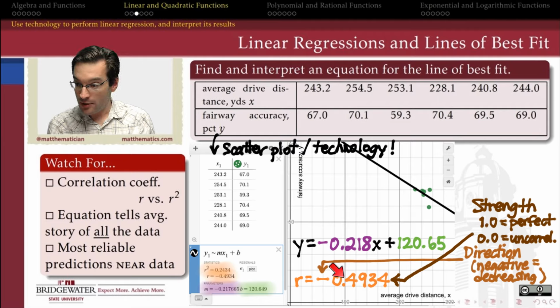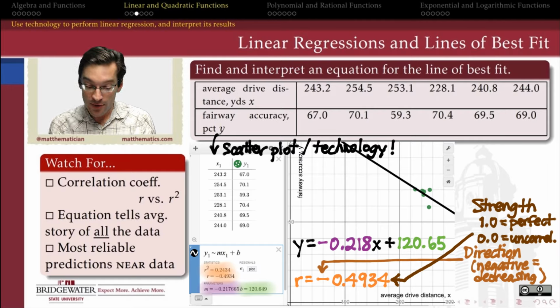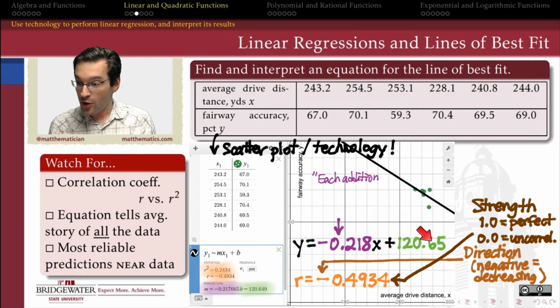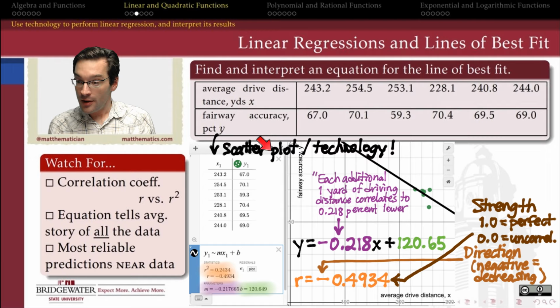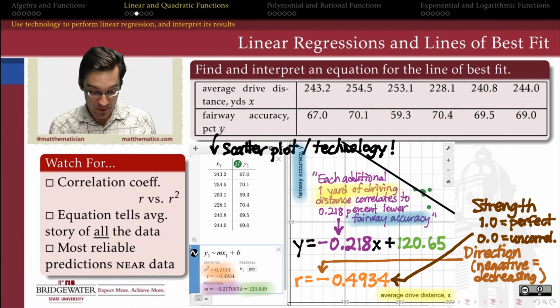And the number here determines the strength of the correlation. The closer this number is to plus or minus 1, the better that the data are an exact fit to the linear model. In this case, it's pretty far from an exact model, and you can tell there's not a great linear clustering of these points. We can also, again, interpret the slope and the intercept as ways of capturing the trend in the whole data. This slope, negative 0.218, means that every additional 1 yard of driving distance correlates to 0.218% lower fairway accuracy for the golfer that we're looking at in these examples.